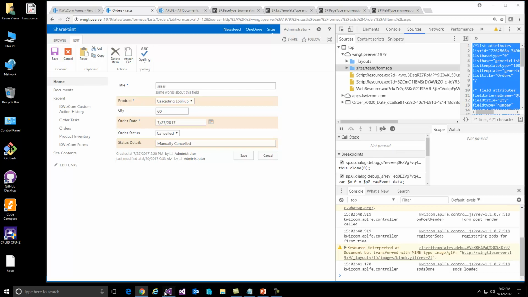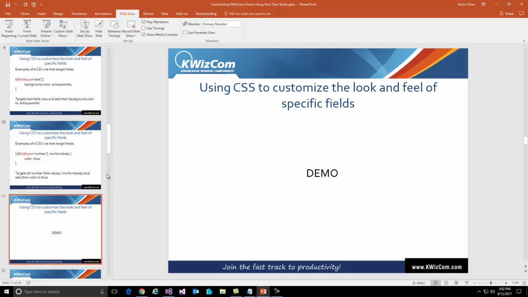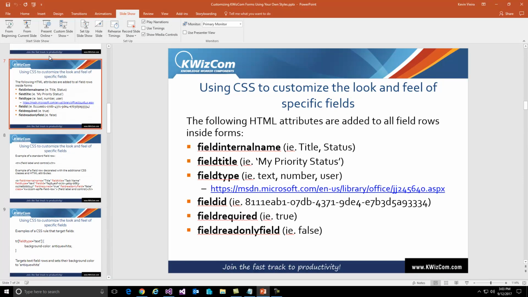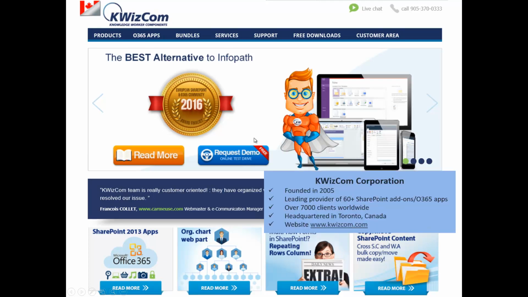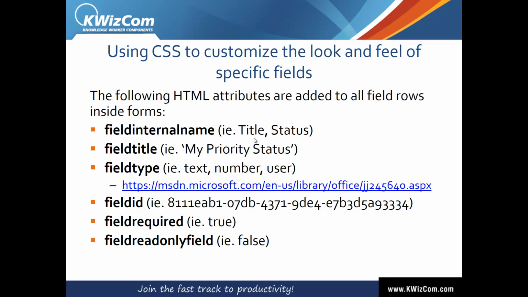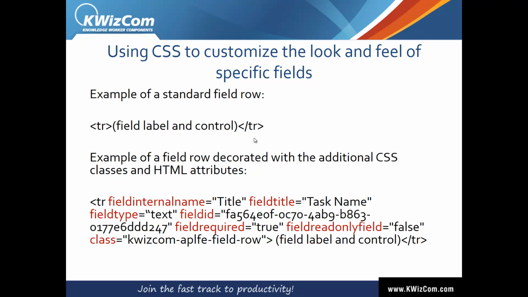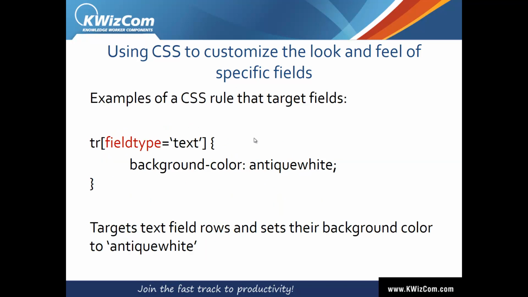There's a lot of them, but I'll show you that slide again. All the attributes you can target, there's a lot of them. Oops, that's not the slide I want to go to. Sorry, 1 second. Here they are. So you can target fields based on internal name, title, type, ID, whether or not it's required, or whether or not it's a read-only field. Awesome. Just with that, you're able to do so much with field names. The ability to target field names based on internal name or ID, you can be really specific about the fields that you're targeting and how you're styling them.